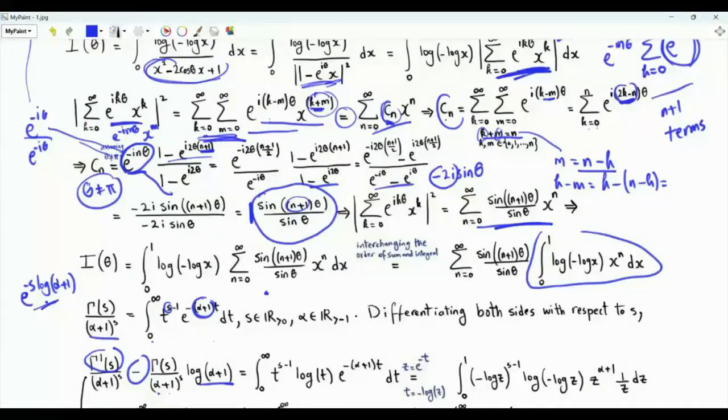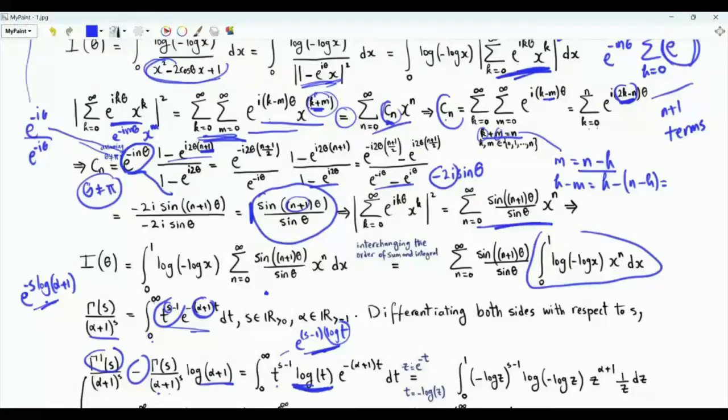On the right hand side, we do differentiation under the integral sign. The limits of integration do not depend on s, but the integrand has this t to the s minus 1, which is e to the s minus 1 log t. When we differentiate with respect to s, we get the same exponential, which is t to the s minus 1, and we get the extra term log t.